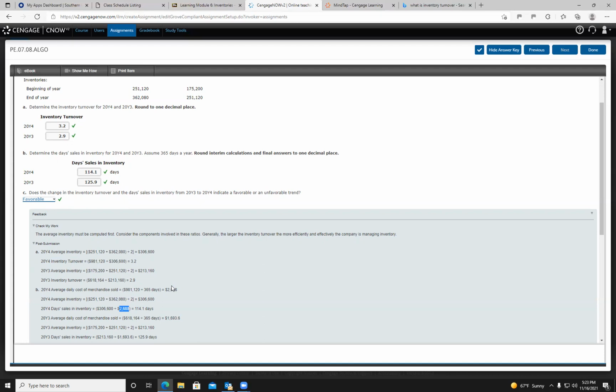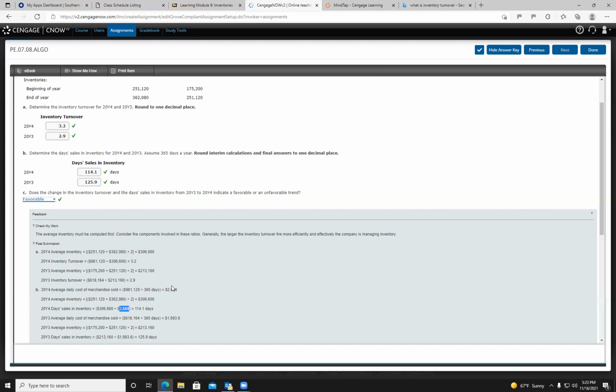Inventory turnover says how many times a year did I turn my inventory over? Days sales determines how many days it takes me to sell all of my inventory out. So in this situation, the lower the number, the better, because it's taking you fewer days to sell your inventory, meaning you're selling it faster. And that's always a good thing.